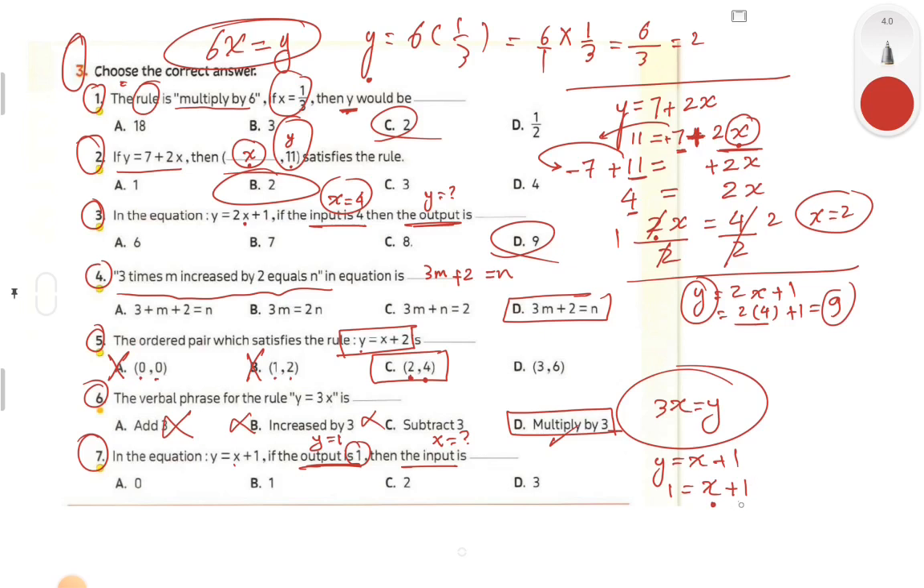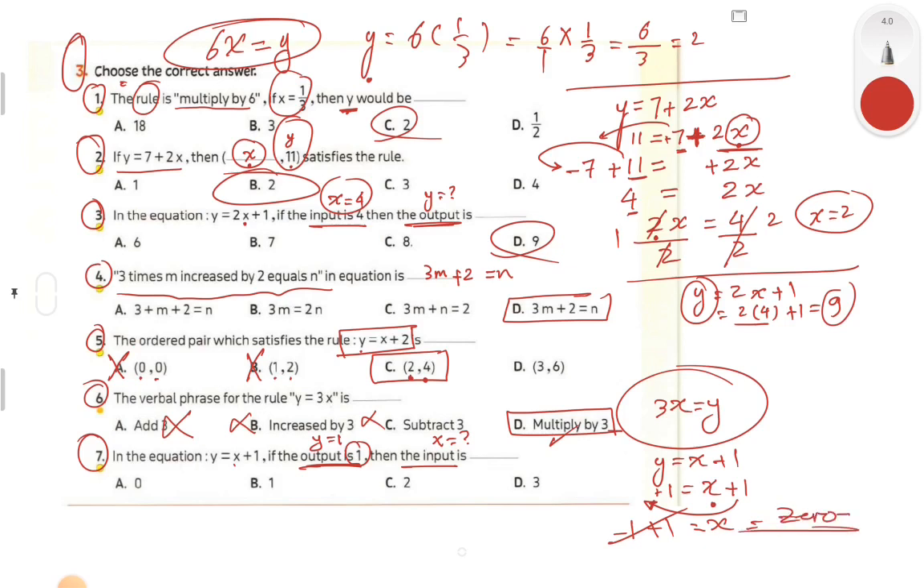Now move this plus 1 to the other side with the opposite sign. When I convert this plus 1 to the other side, it will be negative, and this one is already positive. Now x equals minus 1 plus 1. The same number, once negative and another time positive, will cancel each other, so it equals 0.